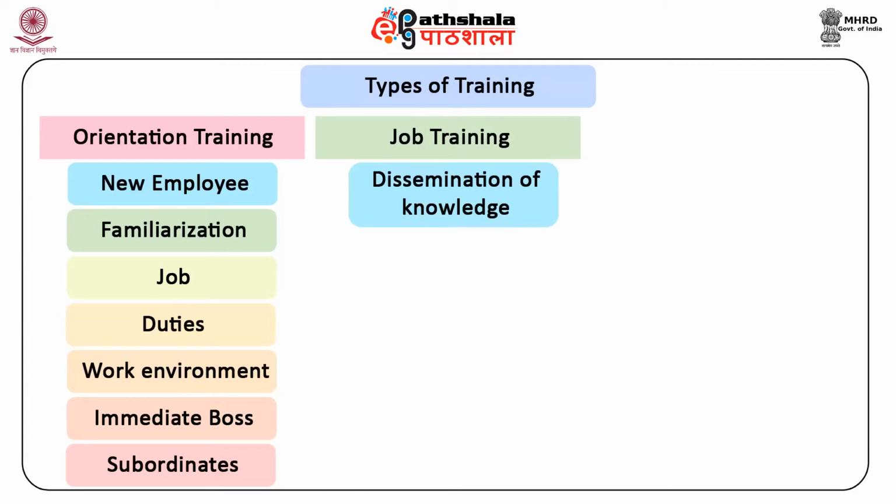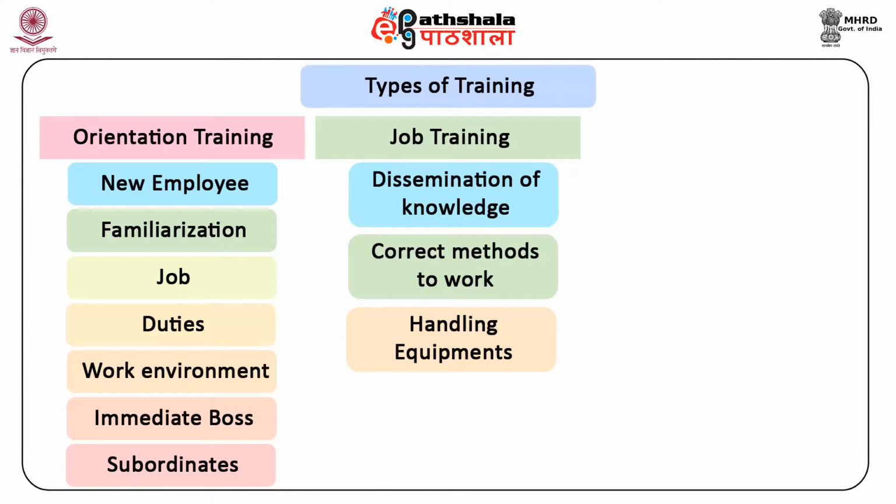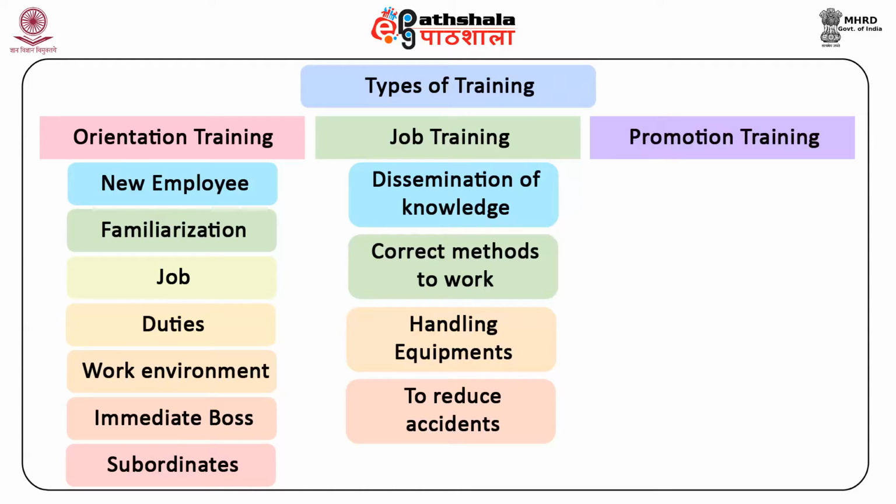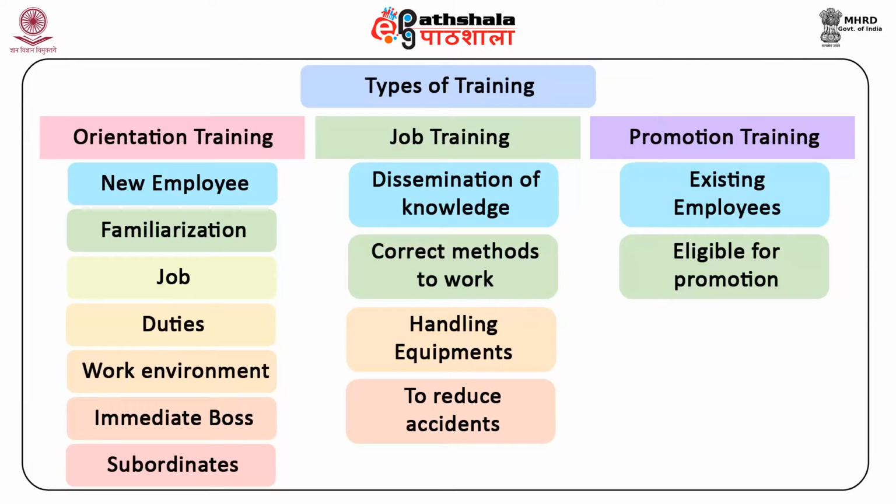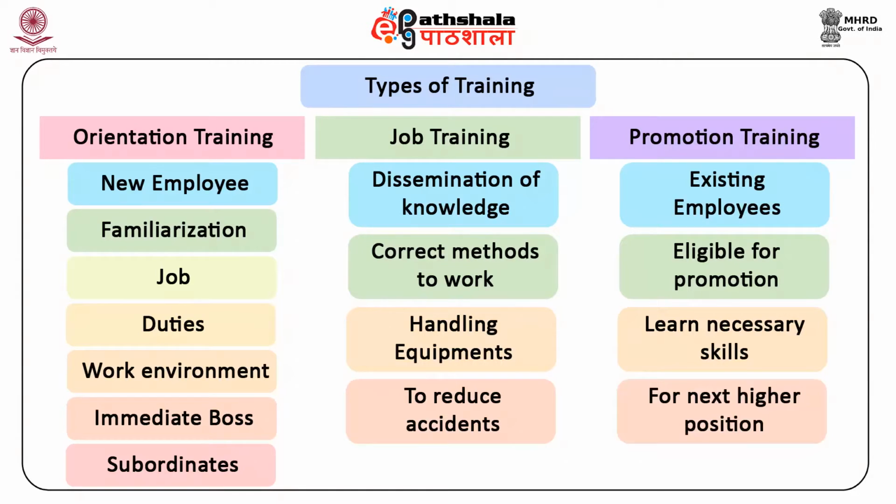Job training. There is a dissemination of knowledge and skills related to the job in this type of training. He is taught about the correct methods of doing the work, handling equipment, machineries, etc., that will reduce accident rates. Promotion training. The existing employees who are eligible for promotion are given this training so that they can learn and acquire the necessary skills and develop an attitude for the next higher positions on the job.